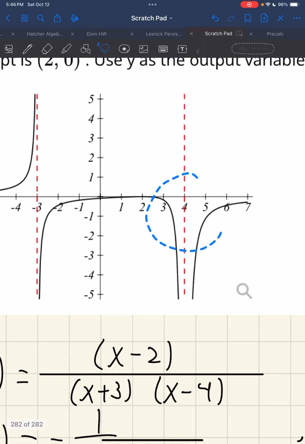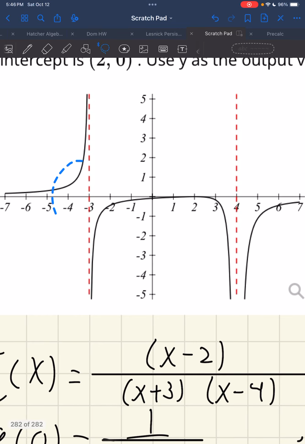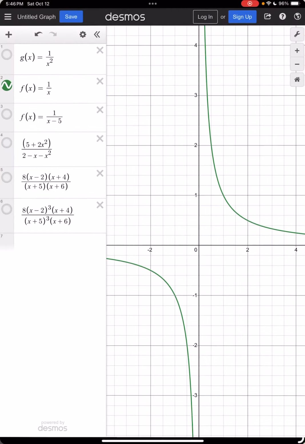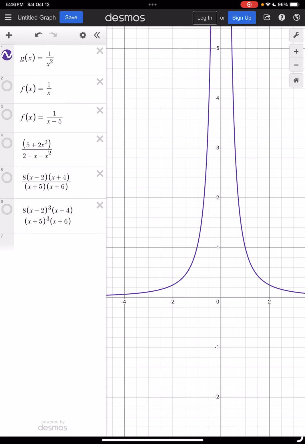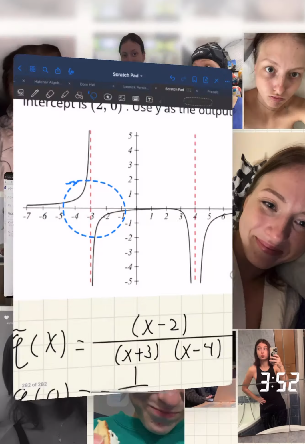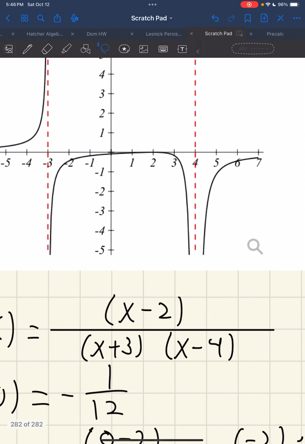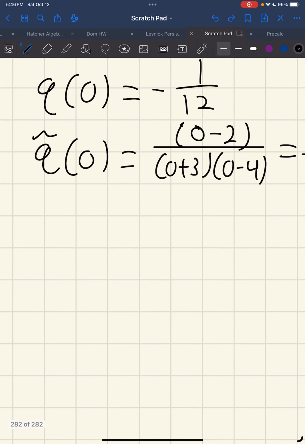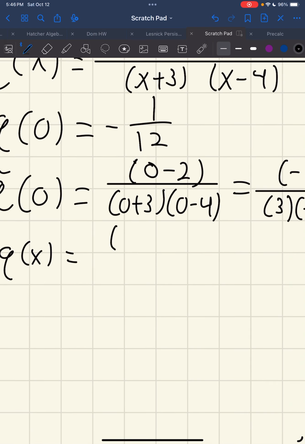Similarly here, at this asymptote, this doesn't look like this. This one resembles more of this guy, except just flipped upside down, negated. That comes from this guy. So chances are I'm going to want a 2 there. Now again, this is my q tilde. So let's start constructing our q of x. So I know it's going to be x minus 2 over x plus 3, x minus 4.